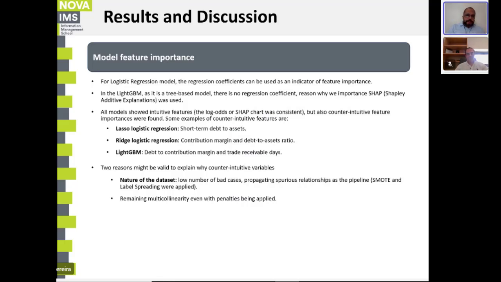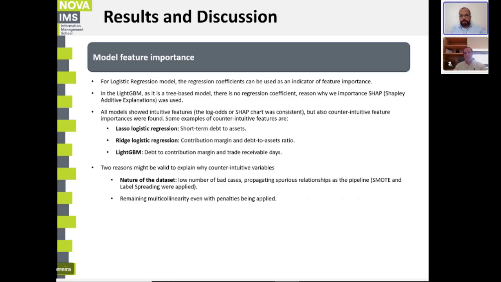Then a quick discussion about the model feature importance. For the logistic regression model, we can use the regression coefficients as the feature importance. In the LightGBM, since it's a tree-based model, I need to use the SHAP values to explain how important a feature is to the model. So all the models have shown intuitive features.